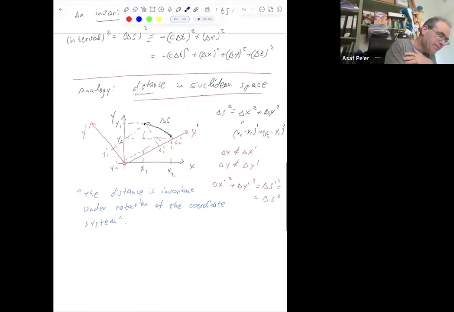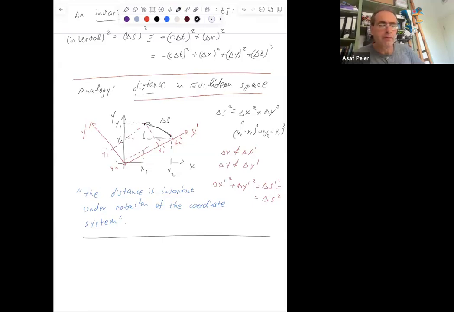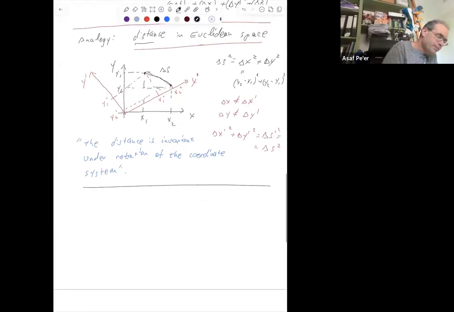Having that as basic definitions, now we can start. And we're going to start by talking about Lorentz transformation.